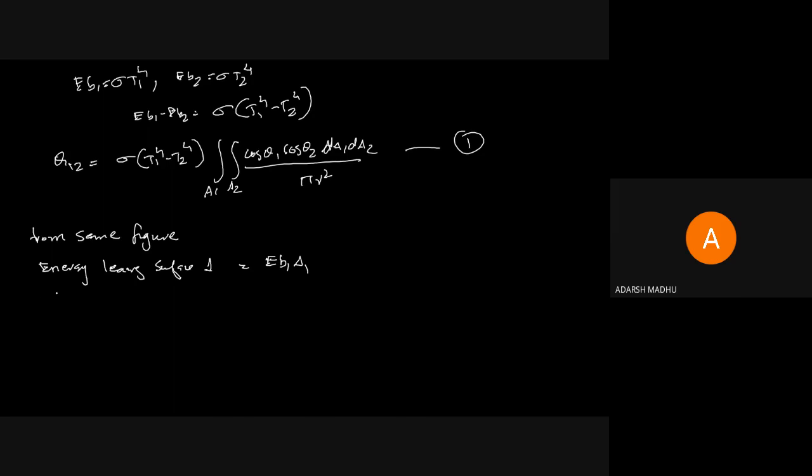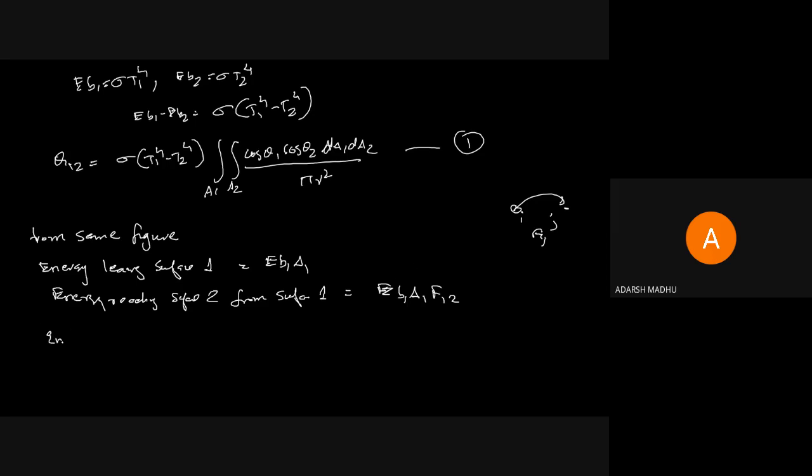Energy leaving surface 1 is EB1 A1, and energy reaching surface 2 from surface 1 is equal to EB1 A1 F12. 1 to 2 means F12. Like I said, I to J is Fij. Therefore, body 1 to 2 is F12. That is the configuration factor, F12. Okay. This is the first equation.